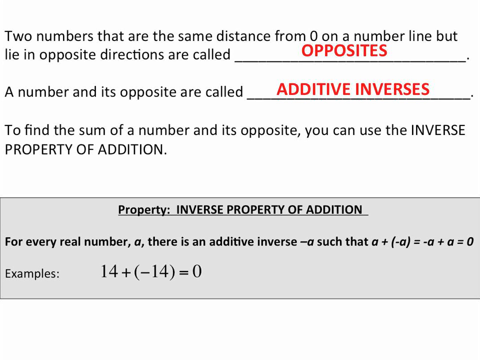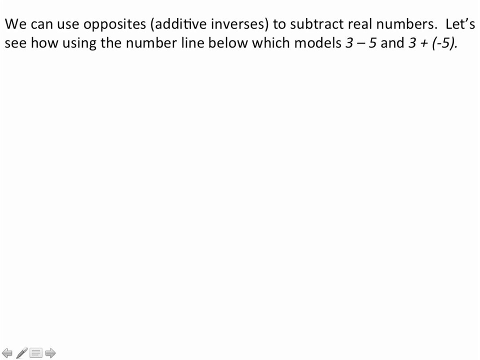So 14 plus negative 14 is 0. That's just another property that we can add to our work from 1.4. Negative 14 plus 14 is also 0. There's two numbers that are opposites, and if I add them together, I always get 0. We can use opposites to subtract real numbers. So let's see what that looks like.